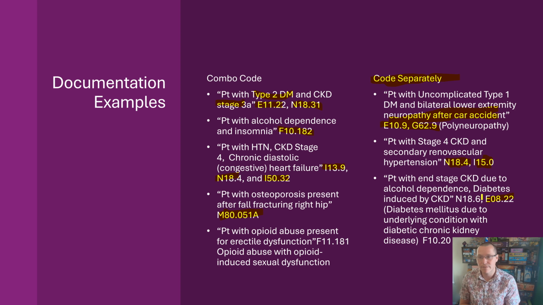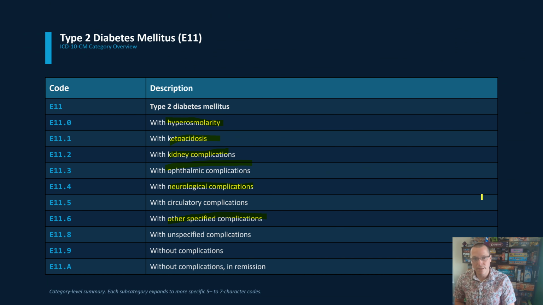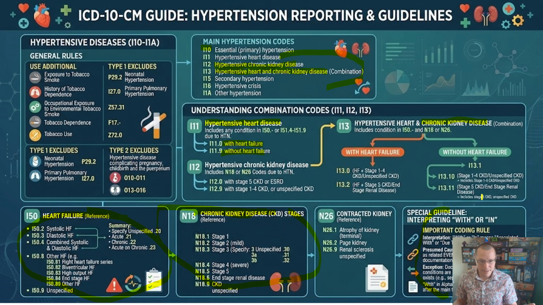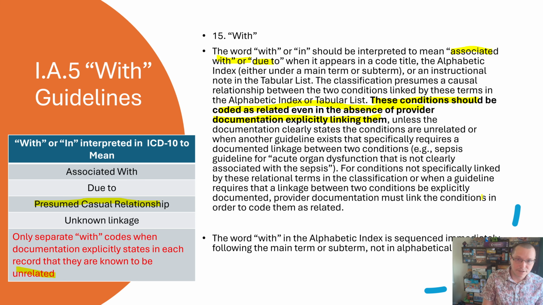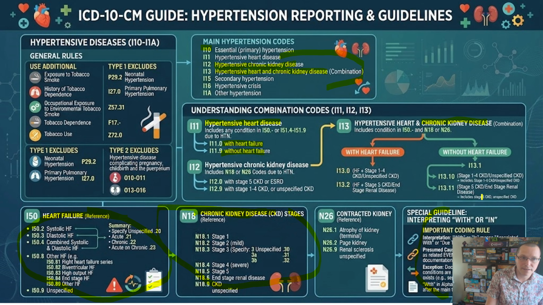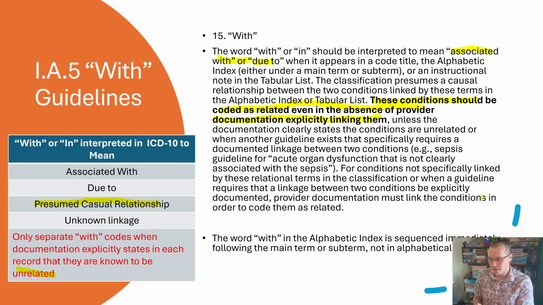So basically, you have to clearly document it each and every single time why you don't want the codes together. Otherwise, they will be combined. So just make certain you're aware of these guidelines, otherwise you will end up with quite a few denials. Otherwise, that's it. That's "with" guidelines for you in a nutshell. So just remember, with guidelines, assume a causal relationship and unknown linkage, unless each and every document clearly states that they aren't related. And that's it.